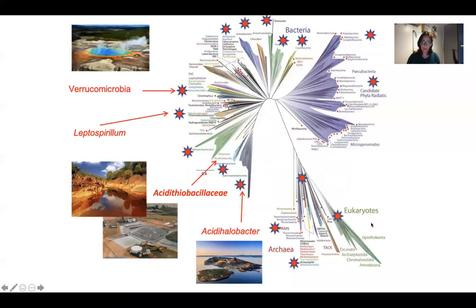Our laboratory focuses on the research of extreme acidophiles, which are defined as microorganisms with a pH optimum of growth less than 3. The acidophiles are distributed in different clades of the tree of life, represented by the red stars in this adaptation of the tree of life. And today we will focus on the Acidithiobacilliaceae family.